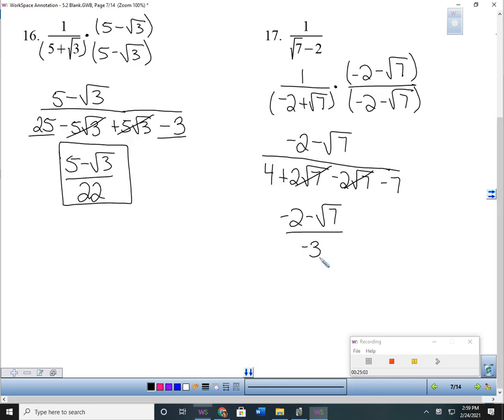I don't like negatives in the denominator like that when you just have one term down there. So just change all of the signs that you have. So this -2 changes to a +2. This -7 changes to a +7. And the -3 on bottom changes to a +3.